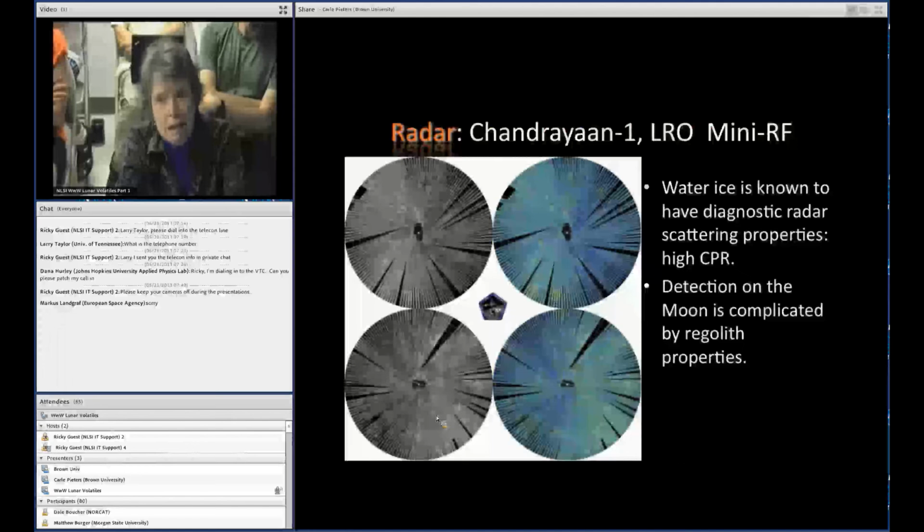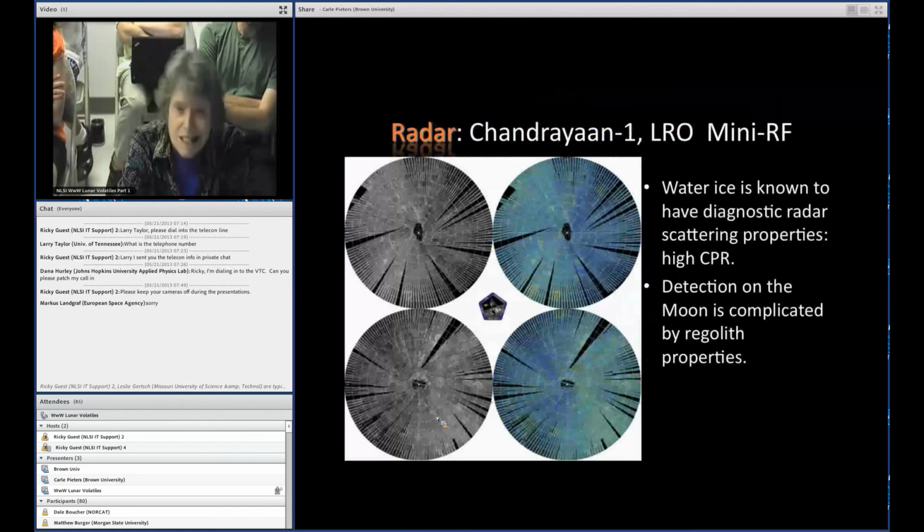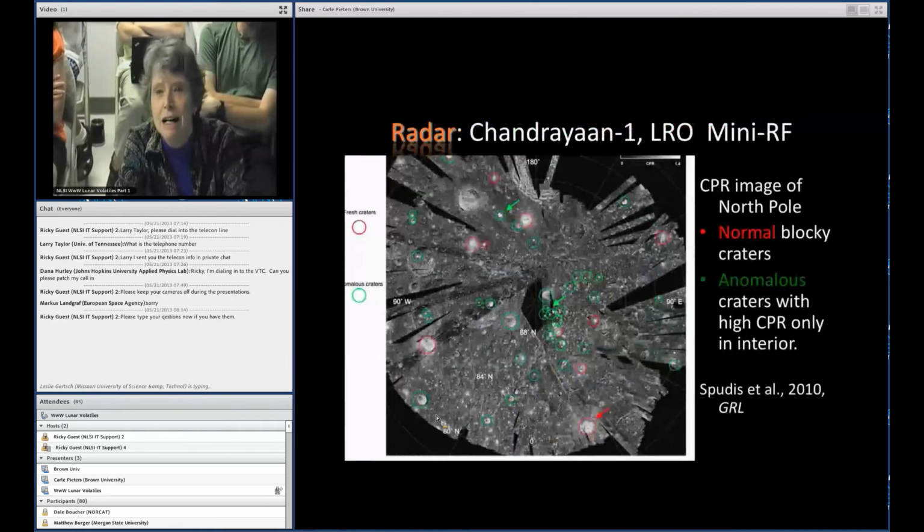We really expected radar to be one of our premier experiments to identify ice on the moon, because it's known from both Mars and icy bodies that you do have a distinction in the circular polarization ratio. So we thought this is a piece of cake to detect on the moon. Well, it's been challenging. There is a paper that Paul Spudis and his team worked very hard on, and this is again now the north pole of the moon.